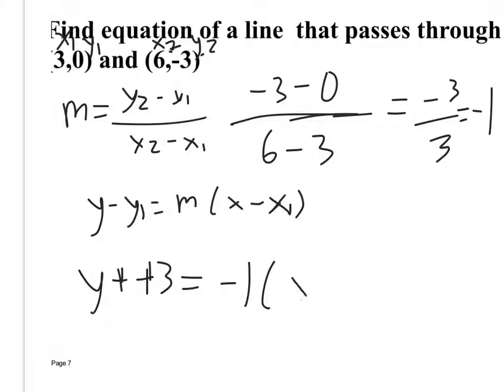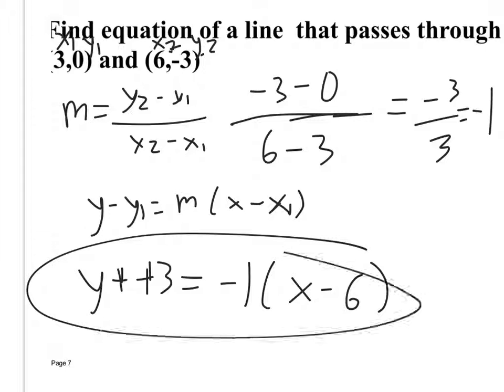And then x minus what? Six. You cannot go with 3 if you picked negative 3 as your y. You have to go with the corresponding x, which would be 6. Right? And you don't have to work anything out. This is your answer. Okay, good.